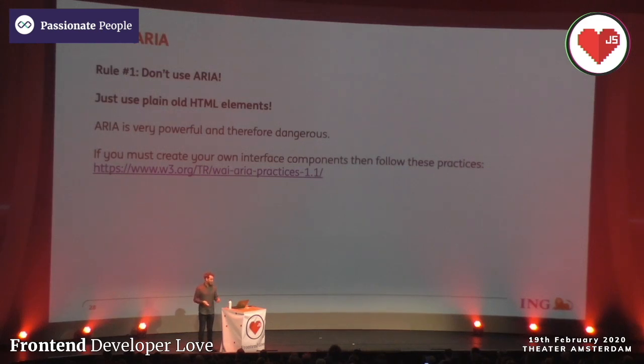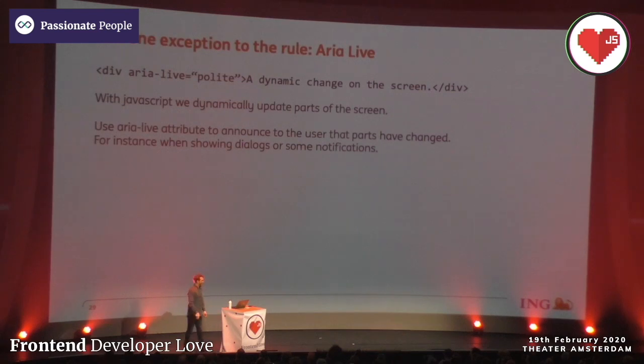But of course, it wouldn't be a good rule if there wasn't an exception to it, right? So the only exception is ARIA Live. You should use this one quite extensively if you are doing single-page apps. Because with JavaScript, we dynamically update parts of the screen quite often, right? And we should notify the user that stuff has changed. We should announce that parts of the application have updated. So for instance, when we show dialogues or show notifications, we want to put an ARIA Live attribute there and make it polite. Then it tells it in a nice, polite way that something has updated.